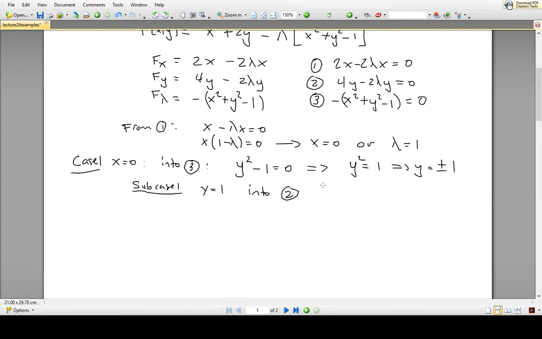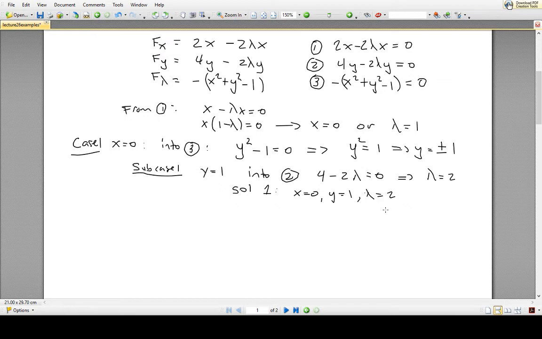So let's plug that into equation 2, and I get 4 minus 2 lambda. I don't know what lambda is yet. Y is 1. I get that 4 minus 2 lambda has to equal 0, and what that means is that lambda is equal to 2. So there's my first solution. X is 0, y is 1. So solution 1 is that x equals 0, y equals 1, and lambda equals 2.